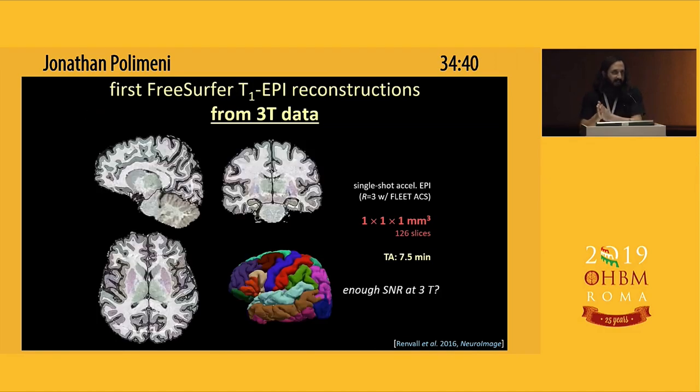And just for fun, we wanted to see if we could play this trick at 3T as well. This is a 1 millimeter isotropic whole brain acquisition at 3 Tesla, again showing that we have enough SNR for this idea at 3T as well. This is our one image where we acquired about 7.5 minutes. I think we could do this faster.